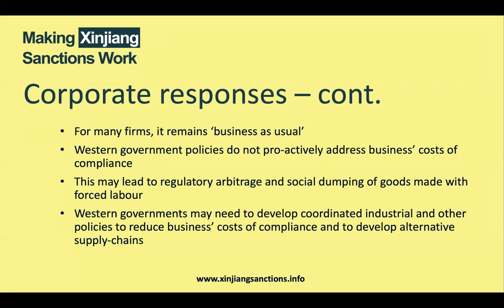Third, there are signs that this may be beginning to lead to regulatory arbitrage and social dumping of goods made with forced labour, a point I'll return to later. And fourth, Western governments may need to develop coordinated industrial and other policies to reduce businesses' costs of compliance and to develop alternative slavery-free supply chains if they want to see these sanctions really take effect.